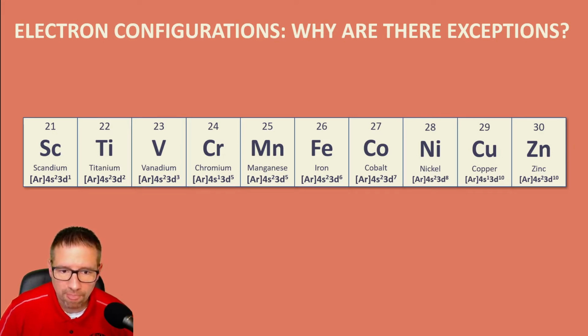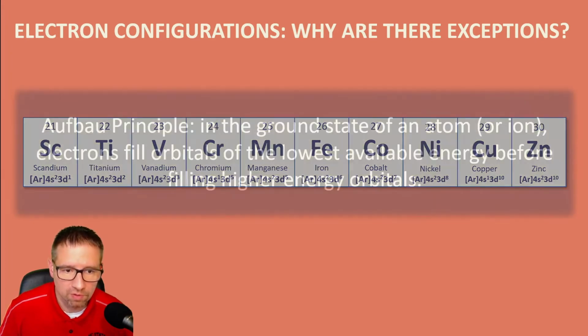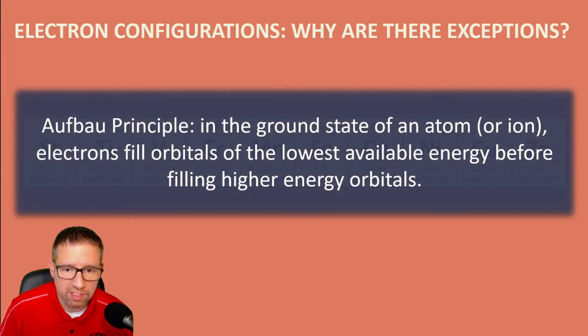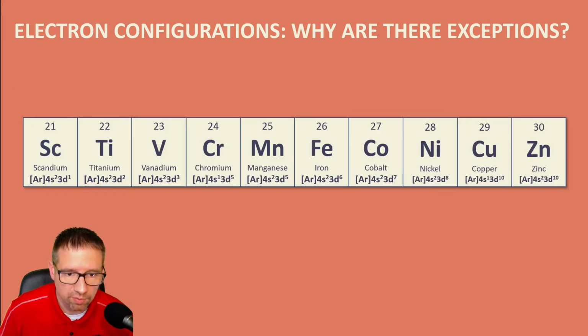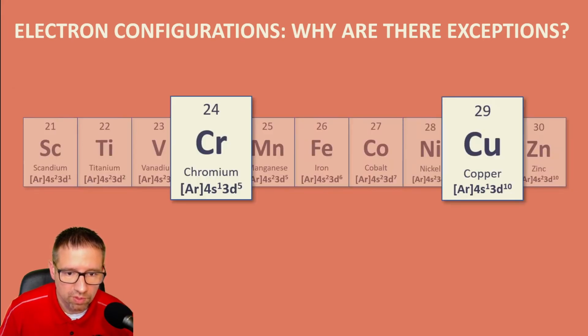As we move across and we add electrons, you are, of course, familiar with the Aufbau principle. The Aufbau principle says that in the ground state of any atom or ion, electrons fill orbitals of the lowest available energy before filling higher energy orbitals. Of course, by now you understand that. However, when we take a close look across this row, we'll notice very quickly that chromium and copper don't seem to obey the Aufbau principle.